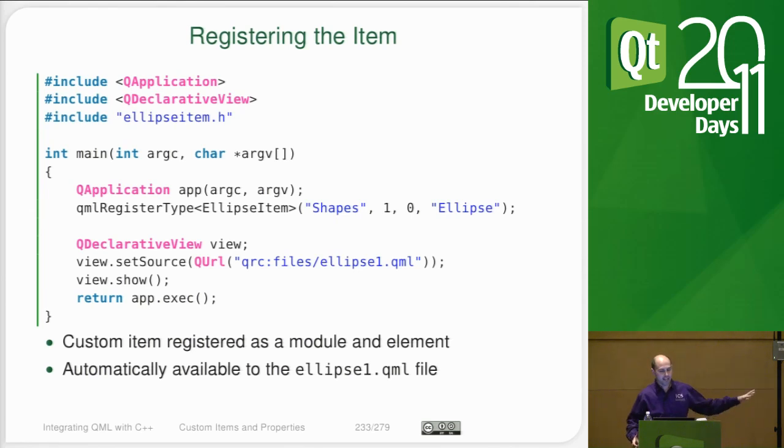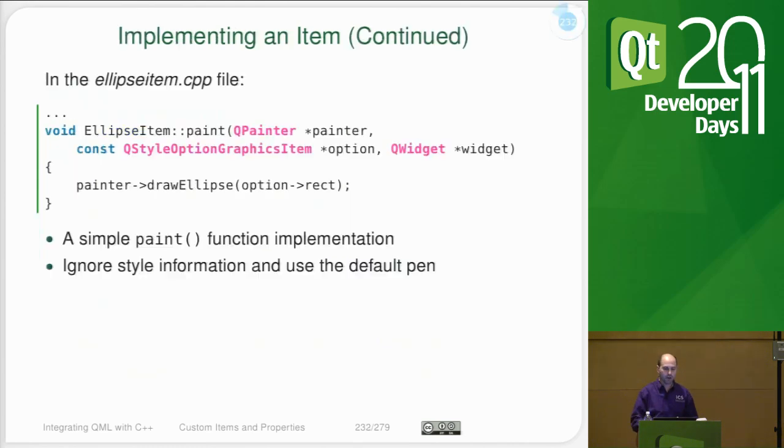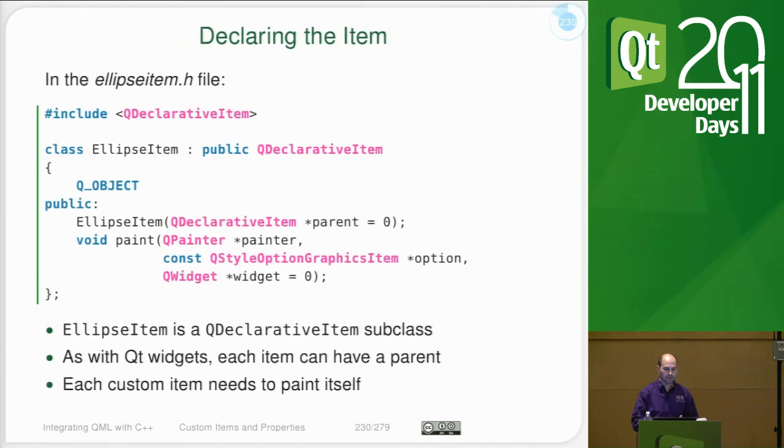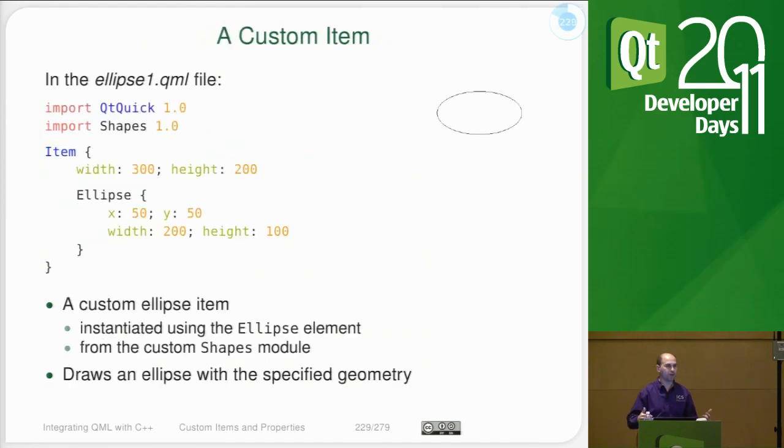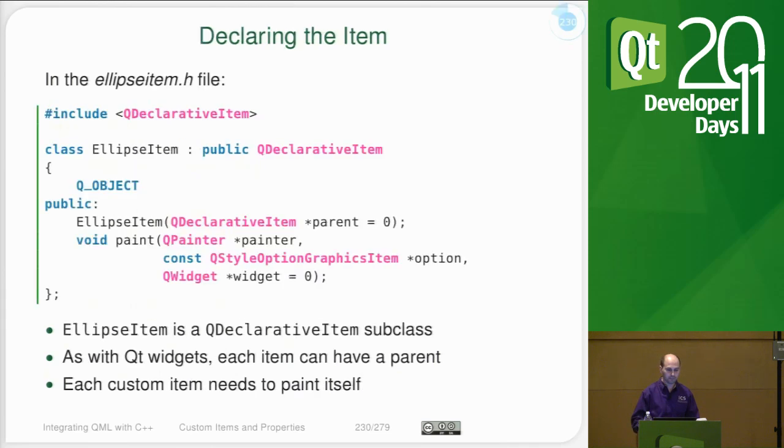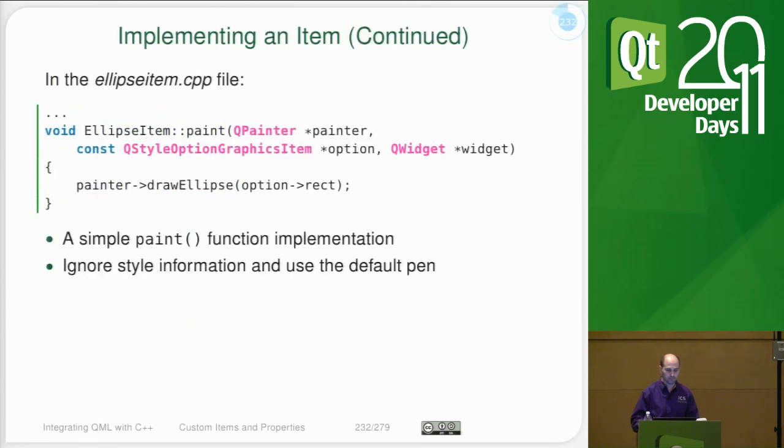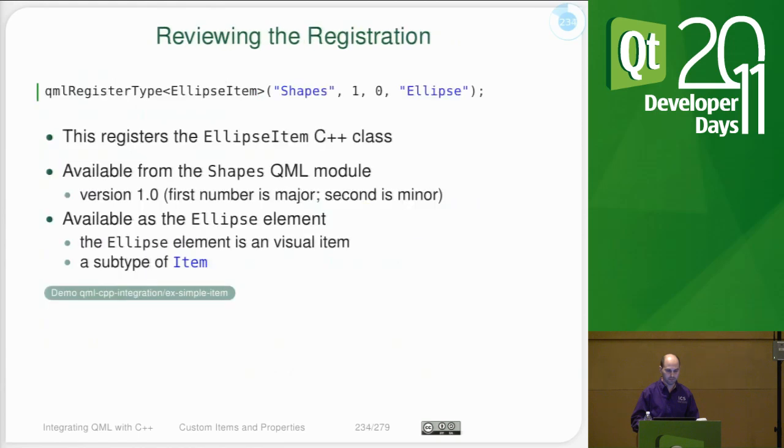We then go ahead and make our view. We set our source. And now the code that uses the ellipse item is going to work, because now Ellipse is a valid type. When you make an instance of Ellipse, it's actually going to make an instance of EllipseItem. Yep, it's kind of the beauty part of it.